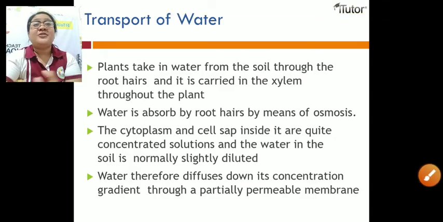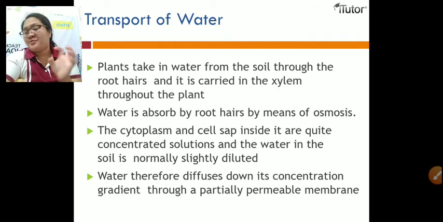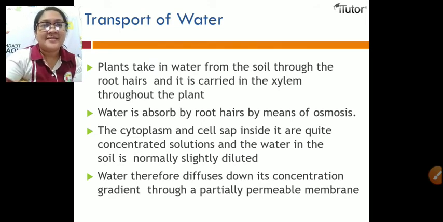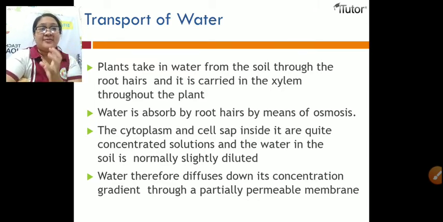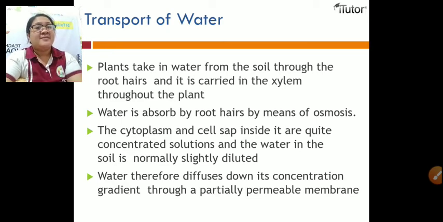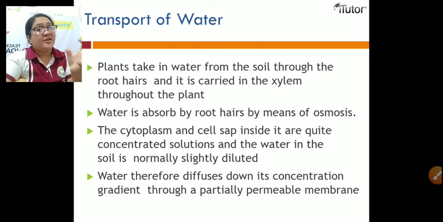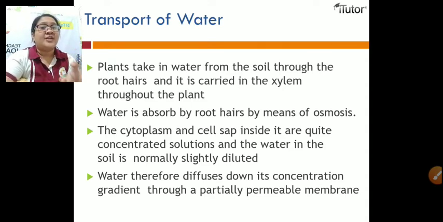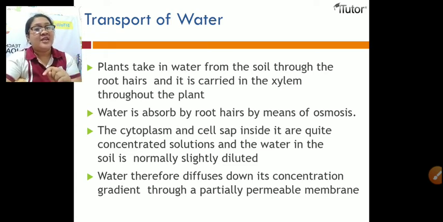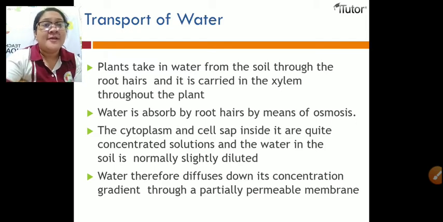How is water transported in plants? Plants take in water from the soil through root hairs, and it is carried in the xylem throughout the plant. Water is absorbed by the roots by means of osmosis. The cytoplasm and the cell sap inside are quite concentrated solutions, and the water in the soil is normally slightly diluted. Water therefore diffuses down its concentration gradient through a partially permeable membrane.